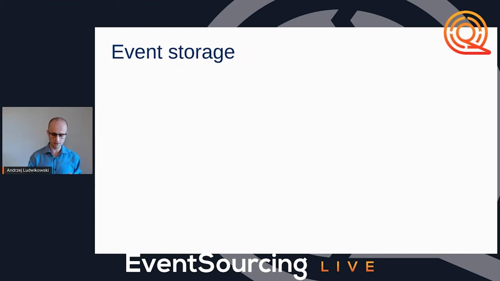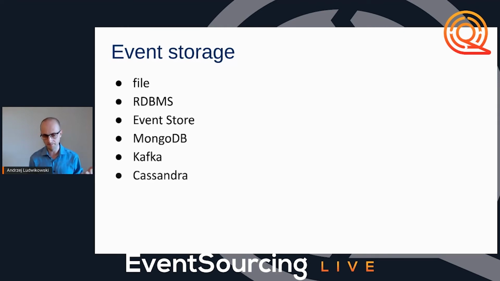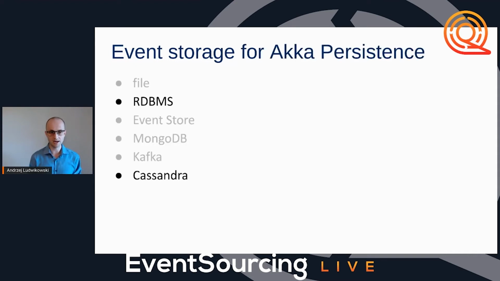So let's say we know what we want to implement and how; now, where to store events. The options are file, relational database, EventStore, MongoDB, Kafka, Cassandra, and probably many others. This time, the storage selection depends on the previous choice. So if I go with a custom implementation, then yeah, I can use any database I want. If I choose Akka Persistence, then my choice is limited to relational databases and Cassandra. That's of course not true. You can use Akka Persistence with DynamoDB, Google Spanner, and many, maybe not many, but a few other databases. But for the sake of this presentation, let's say that you have a choice between a relational database and a distributed database.